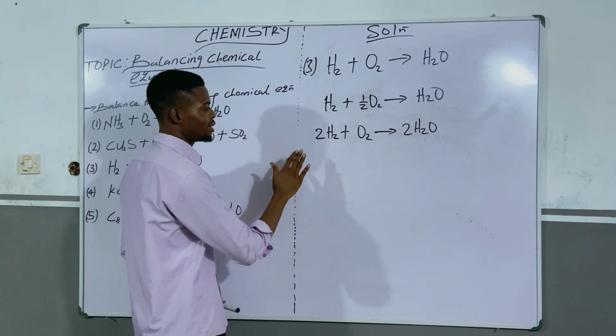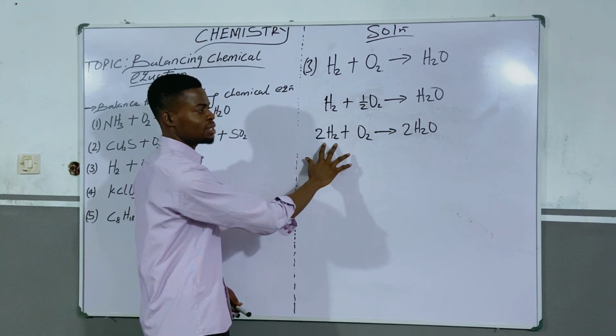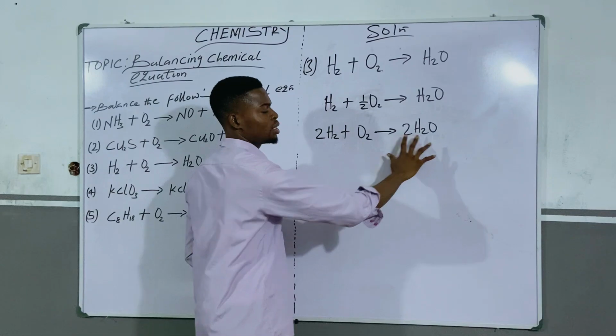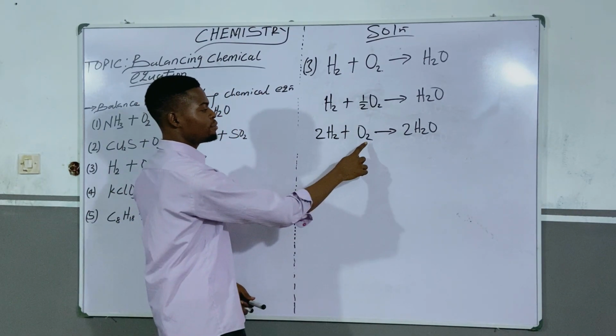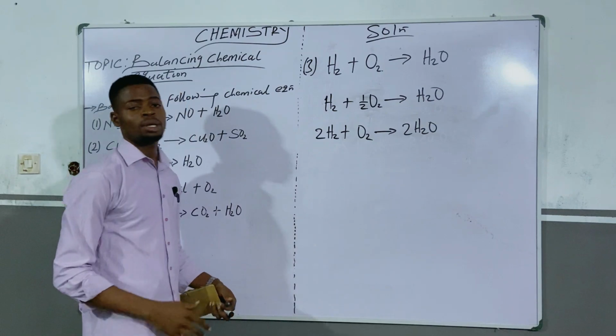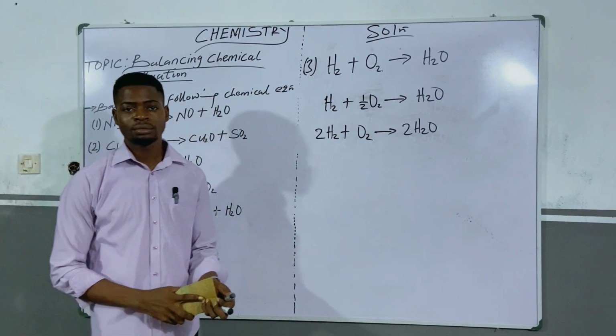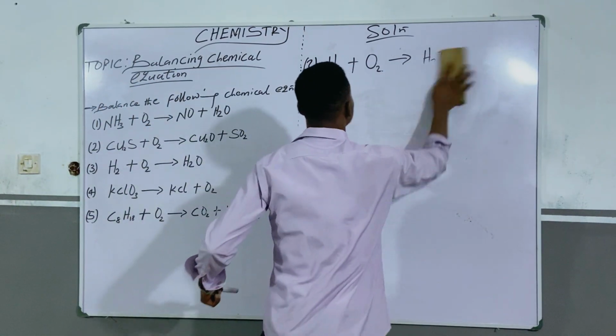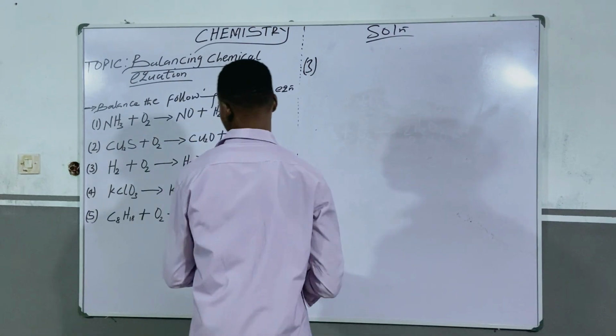Okay, so let's check. We have 4 hydrogen here and 4 hydrogen here. Hydrogen is balanced. Then we have 2 oxygen here, and we have 2 oxygen here. Oxygen is balanced. Then let's go to question number 4.